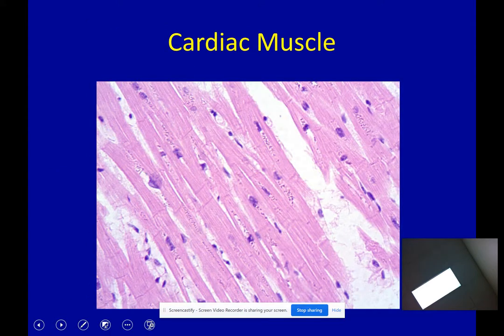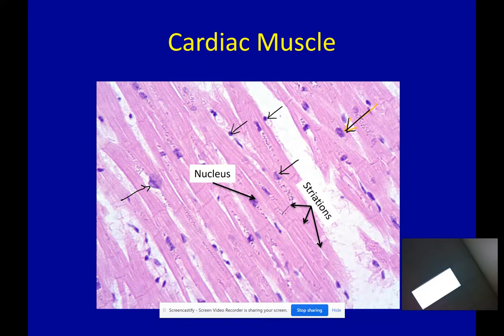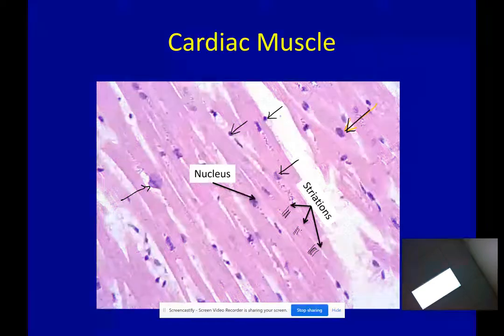Cardiac muscle. So with cardiac muscle, we also have nuclei. These things here are the nuclei. You can see that they're stained more darkly. You'll also notice that they are not in dashes along the side in multiples. You can also see the striations, that kind of striping pattern that we saw before in skeletal muscle. That hasn't changed.